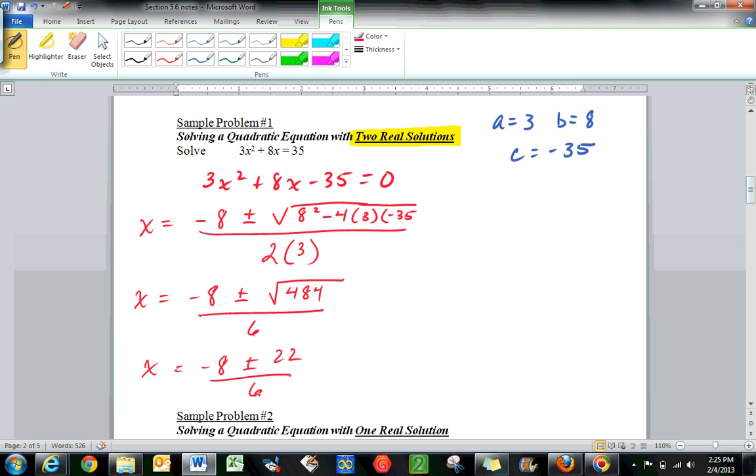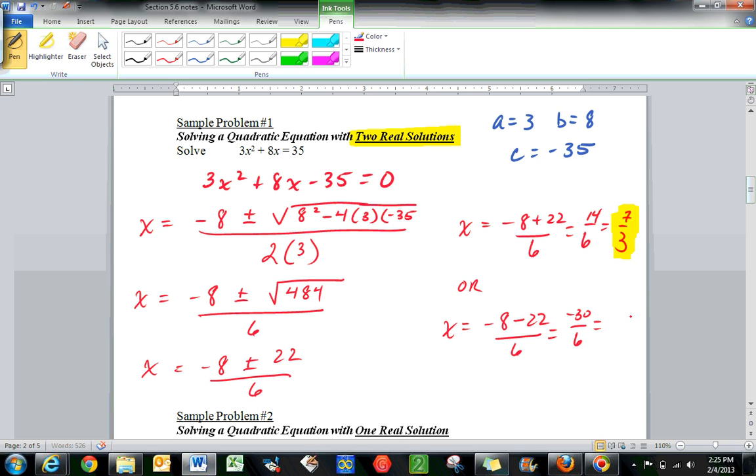And since we need two solutions and we can combine these together, we need to break the plus or minus up. So we're going to have x equals negative 8 plus 22 over 6, which equals 14 over 6, which equals 7/3. So that's one of our two solutions. Or x is going to equal negative 8 minus 22 over 6, which is going to give us negative 30 over 6, which is going to reduce to negative 5. And of course, that is our second solution.